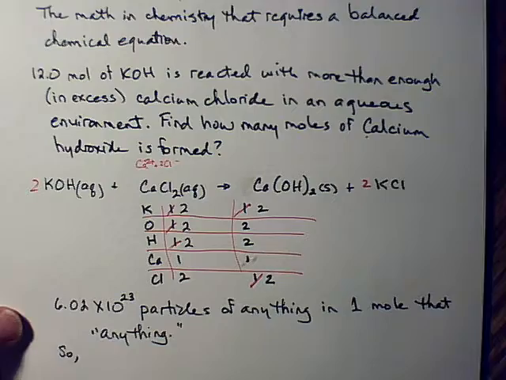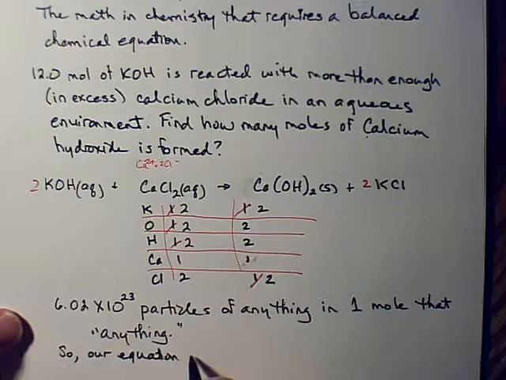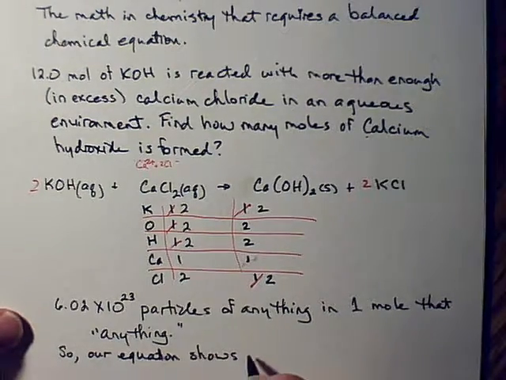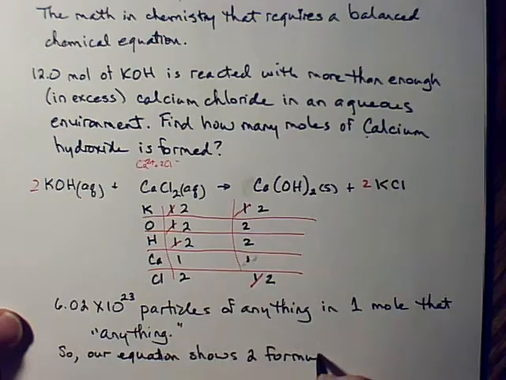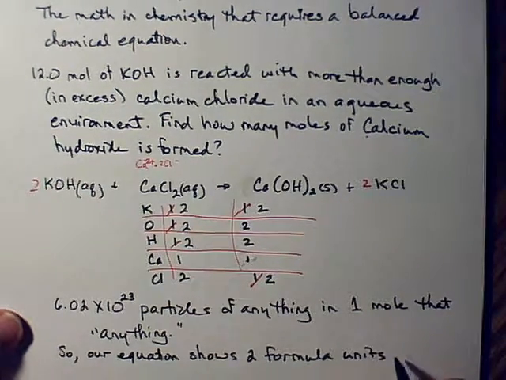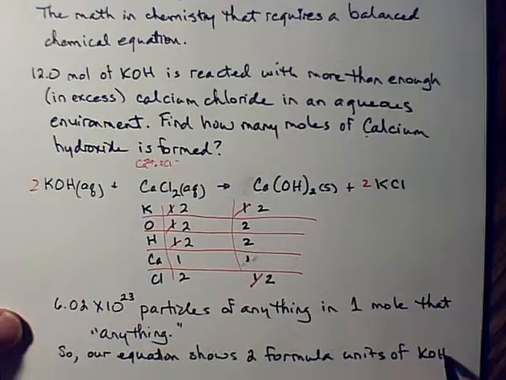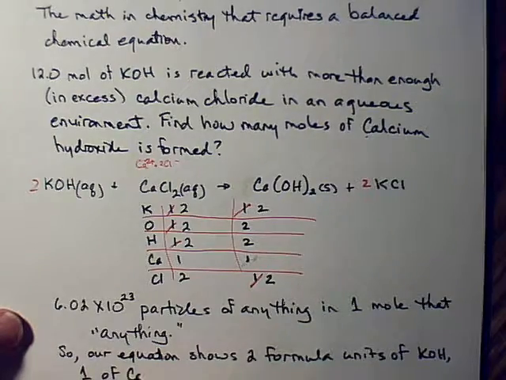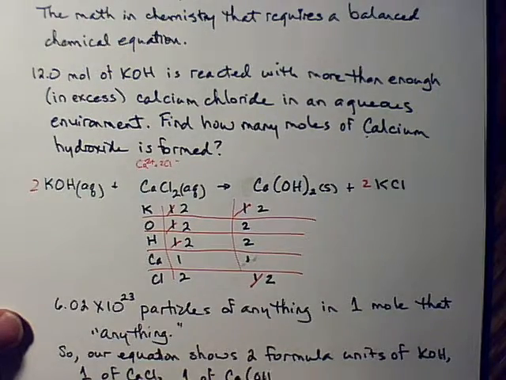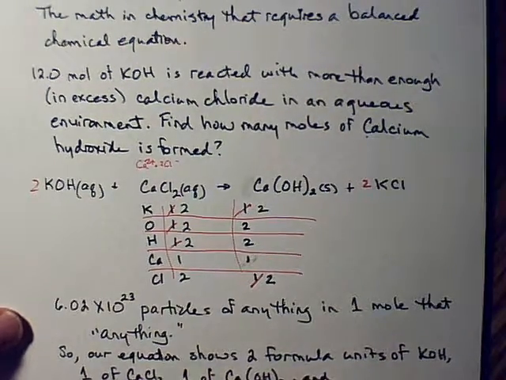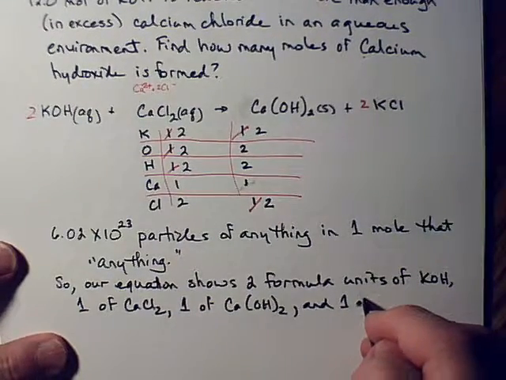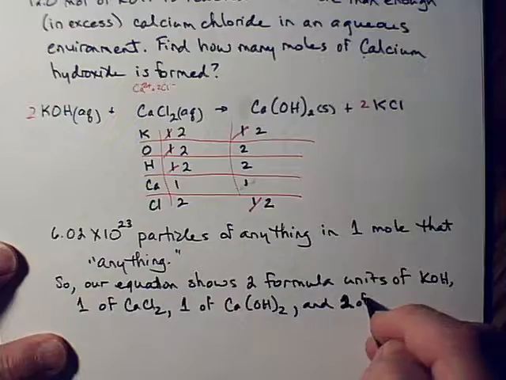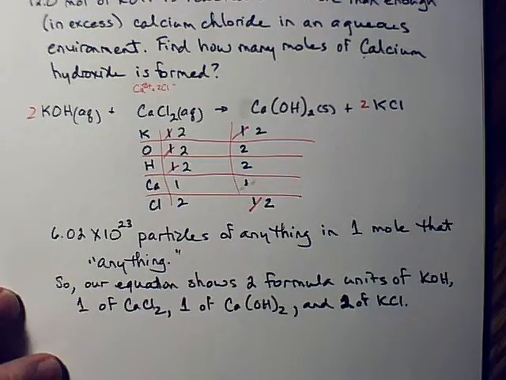So our equation shows 2 formula units of KOH, 1 of CaCl2, 1 of calcium hydroxide, and 2 of KCl. Okay?